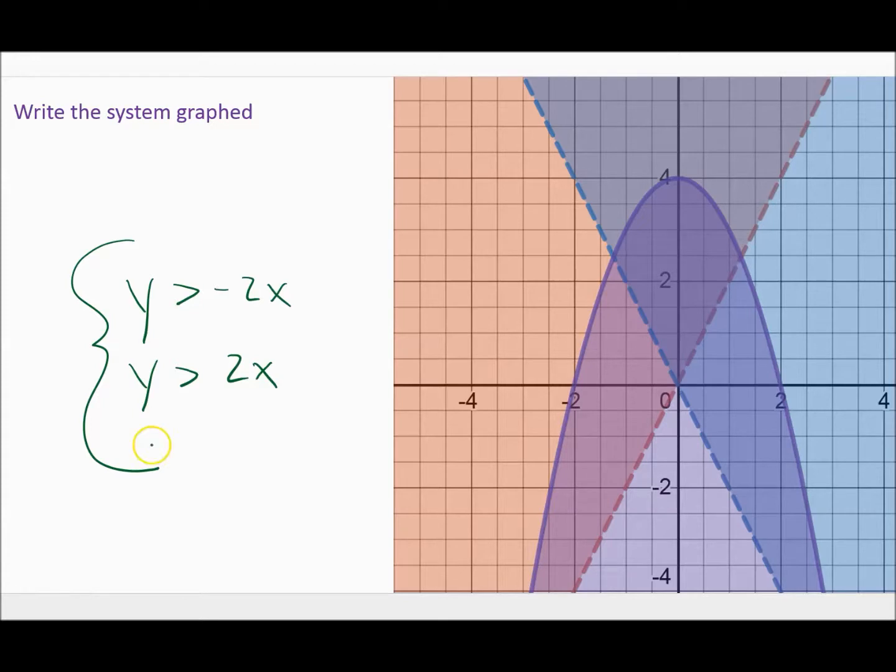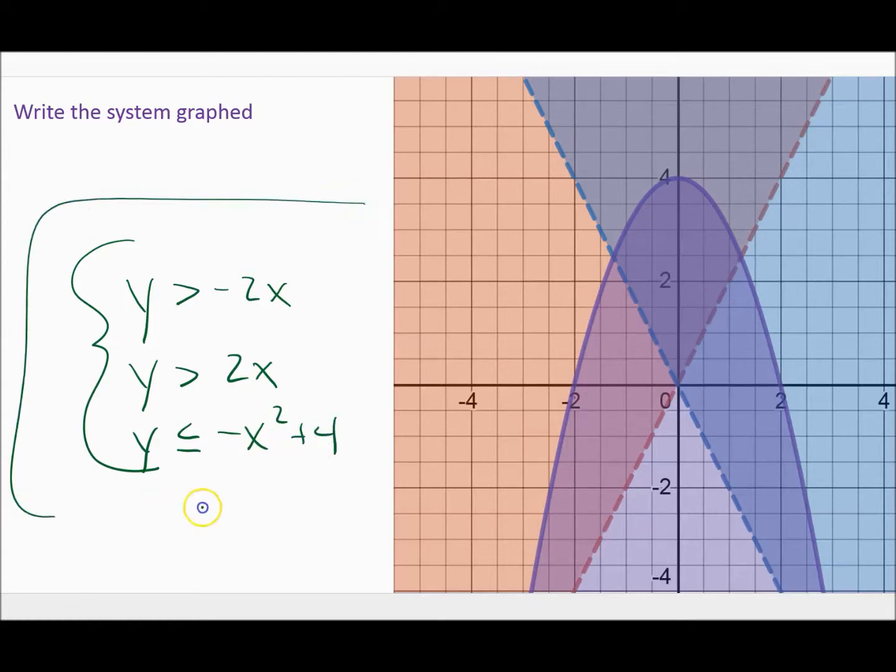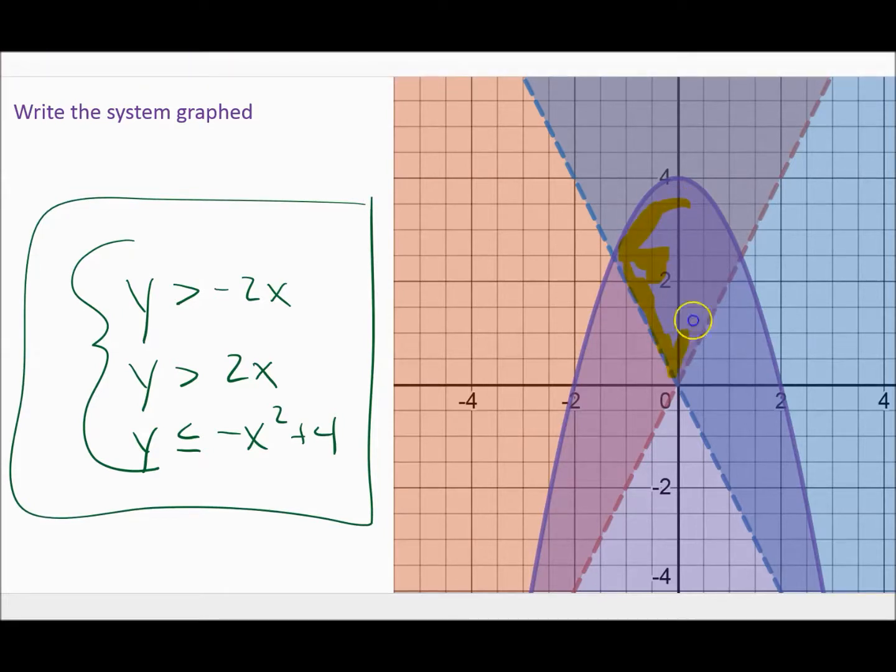And then finally, y is less than or equal to negative x squared plus 4. And that is the system that creates the shaded part. Everything shaded is this part right here, the little ice cream cone looking piece in the middle.